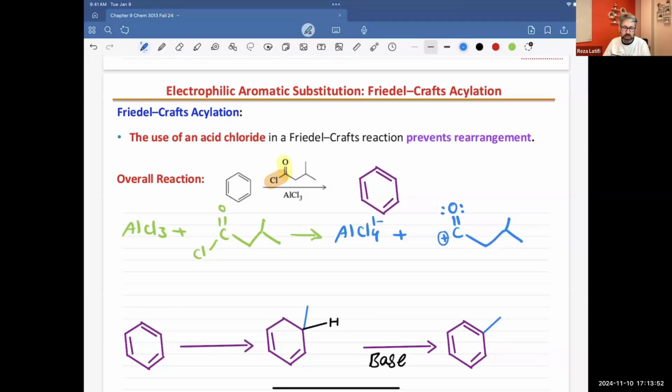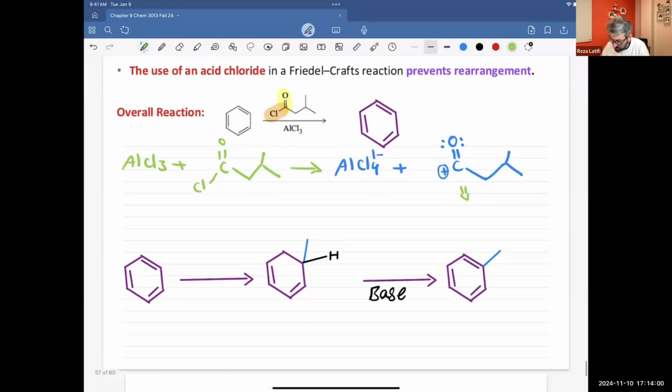Yes, oxygen is there, and oxygen can share a lone pair with carbon, and it will make it more stable. So we can have this resonance structure, with a carbon attached to oxygen through a triple bond. Next, we'll have the carbon there. Now, oxygen has a positive charge, and this is going to be the electrophile that will attack the ring.